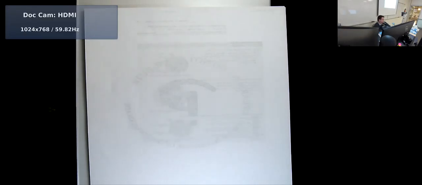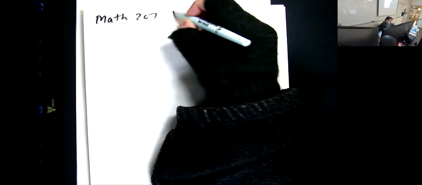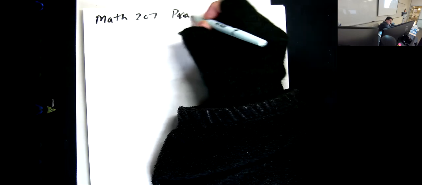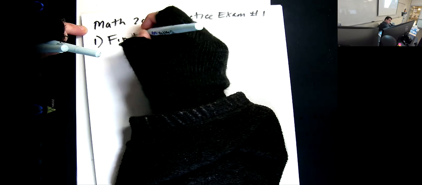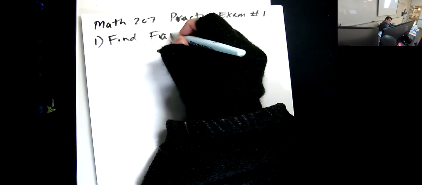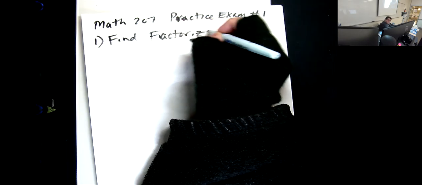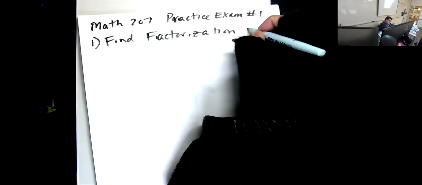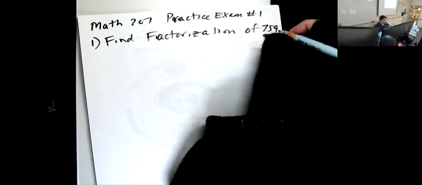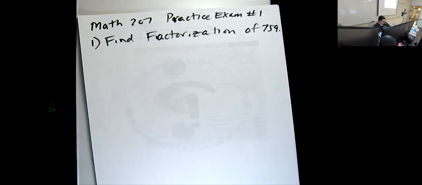Rather than trying to write in that tiny little spot there, I'm going to do it on the piece of paper. So Math 207, Practice Exam 1. Find the prime factorization of 759.